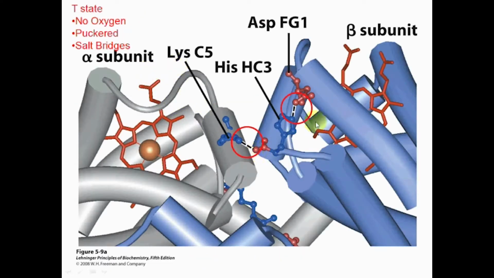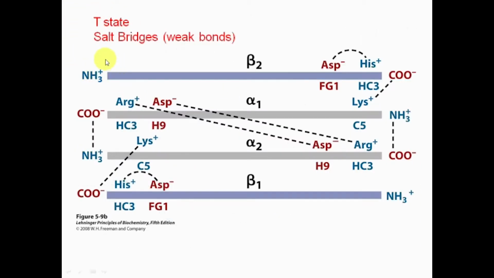So here's the T state right here, and I just circled this to show some of the salt bridges, some of the ionic bonds. Remember, when you have the T state, we have no oxygen and we're puckered. Here's another picture of the T-state, and this is just showing the salt bridges. And so all these dashed lines represent these ionic bonds. So we've got positive to negative charges everywhere. So oxygen would come in here and it would disrupt some of these salt bridges, and it would cause the conformation to change from T-state to R-state.